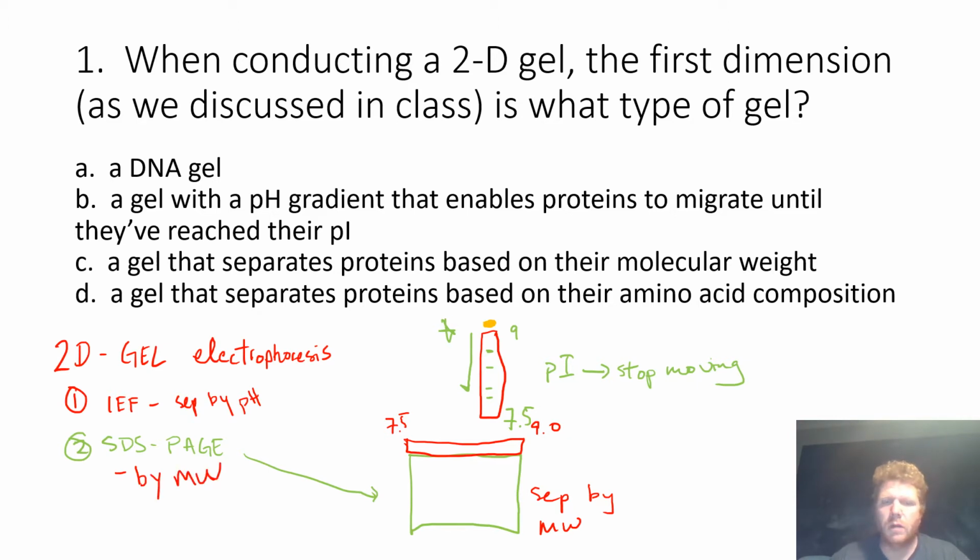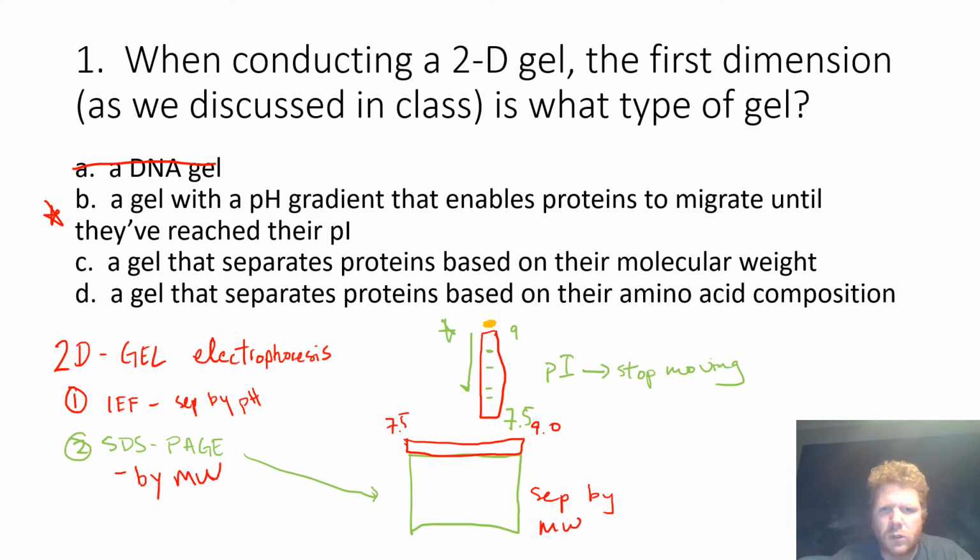Okay, so now with that information we can look back at our question: what type of gel? Answer option A is a DNA gel. That's simply not right. This is a protein gel that we're analyzing. Answer option B is a gel with a pH gradient that enables proteins to migrate until they reach their PI. Well, that's obviously the right answer, having just discussed that.